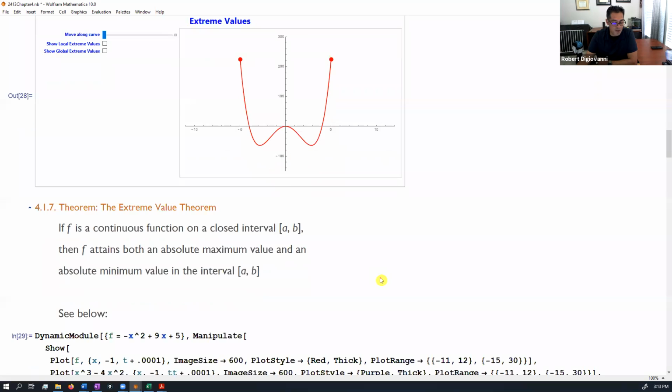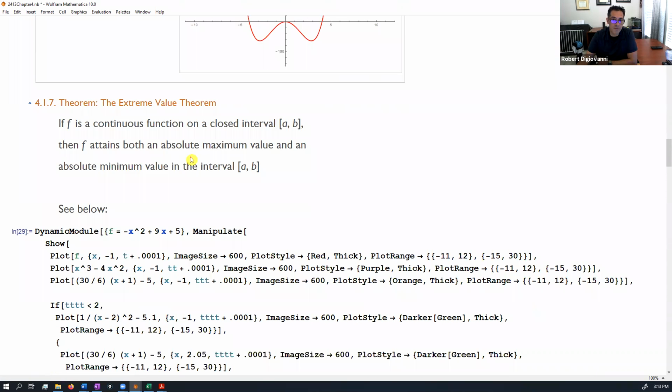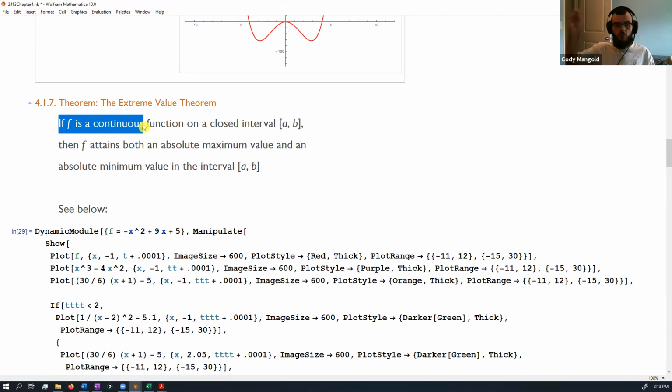So now we get to the theorems. First theorem, this is a very important theorem: the extreme value theorem. If f is continuous, what does it mean to be continuous? Like in layman's terms? It doesn't stop, it's just one simple continuous line. There are no pauses. You can draw it without picking up your pencil. That's the layman's meaning of continuous.